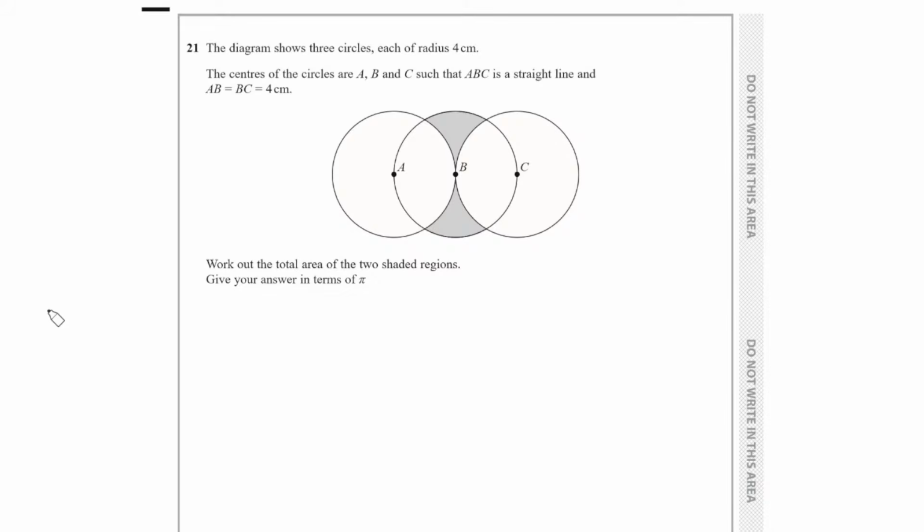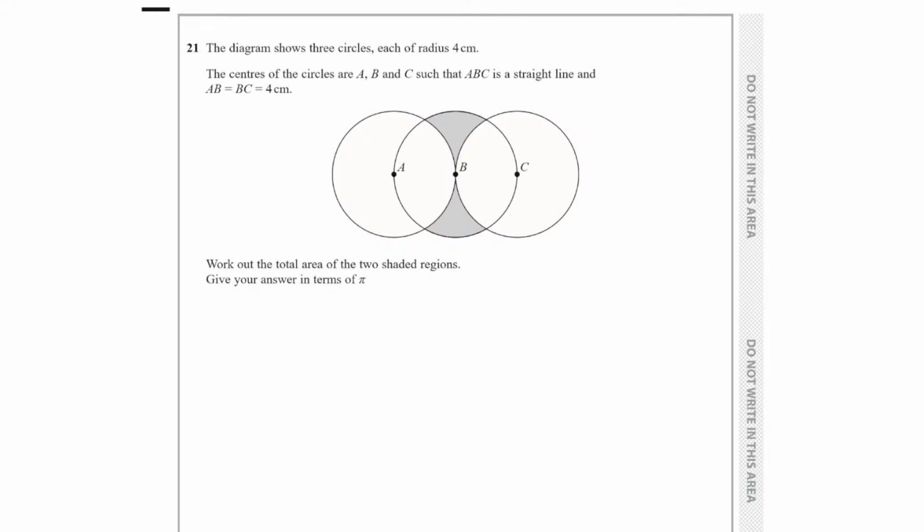So, the diagram shows 3 circles, each of radius 4. The centres of the circles are A, B, and C, such that ABC is a straight line, and A to B equals B to C, which is 4 centimetres. They're all on the same level, and the distance here is the same, it is 4. Work out the total area of the 2 shaded regions. Obviously, give your answer in terms of pi. They're not going to make you work out pi in the exam unless it's an estimate.